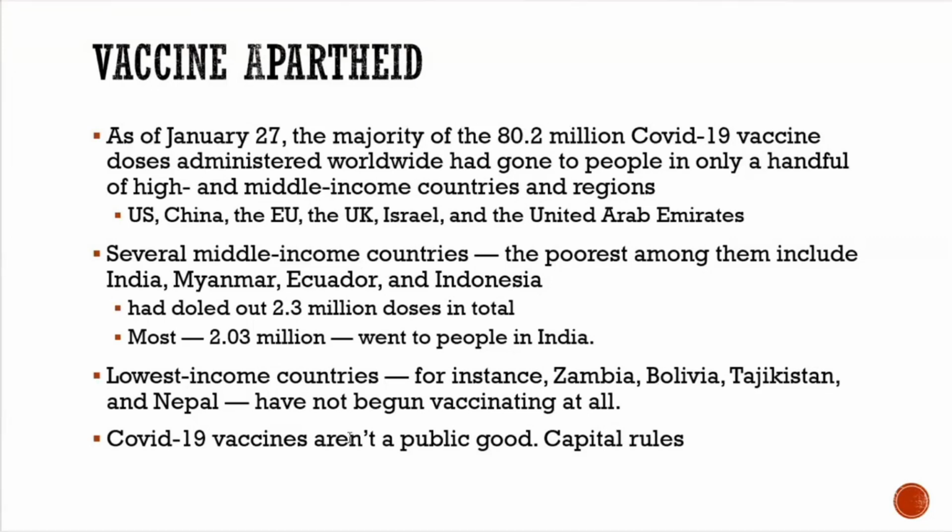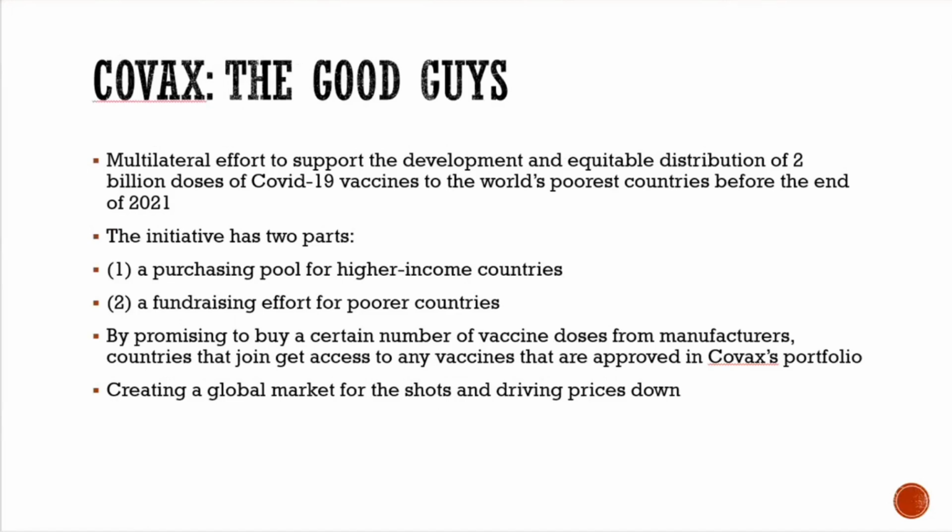So what does this tell us? Things that we all already know, but it is a huge concern. COVID-19 vaccines are not a public good; capital rules, just like with most pharmaceutical related things. All right, so what are we doing about this? What is being done about this?